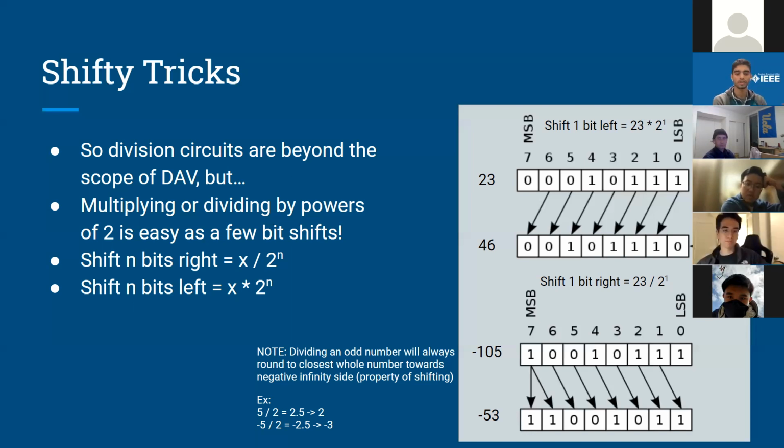And a little property here: when you shift down an odd number, you're probably thinking, wait, I can't divide an odd number by 2 without some truncation. You're correct. Truncation works a little weirdly though. Whenever you shift to the right, your number will always round down towards negative infinity. So if you have a positive number, it'll round down. And if you have a negative number, it'll get even more negative. So you have put some examples there. 2.5 will round to 2, and negative 2.5 will round to negative 3. And you can see here, negative 105 divided by 2 would be negative 52.5, and then that becomes negative 53.